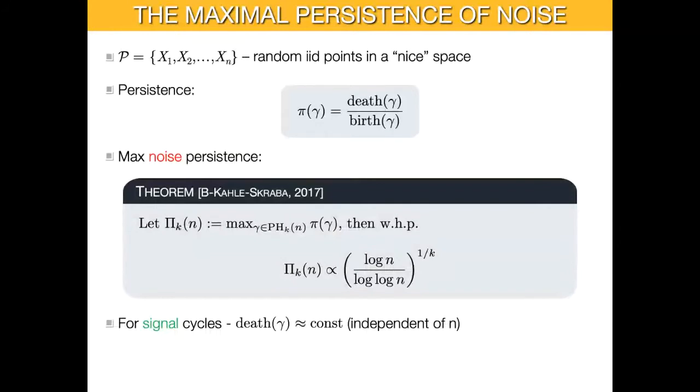And now a possible question to ask is, how does this compare to the signal cycle, to the true cycle that we want to recover? For those cycles, what we know is that the death time doesn't change with the number of points. It's just a feature of the underlying manifold or space, like the filling radius or the condition number, something that determines how large a cycle is. It doesn't depend on your sample. So if you want to know this ratio between death and birth, you need to say something about the birth time of those cycles. And this is sort of the TDA starting point of this work.